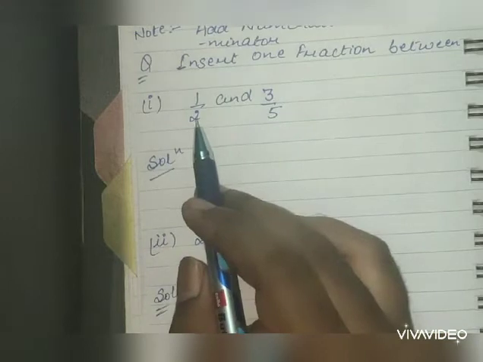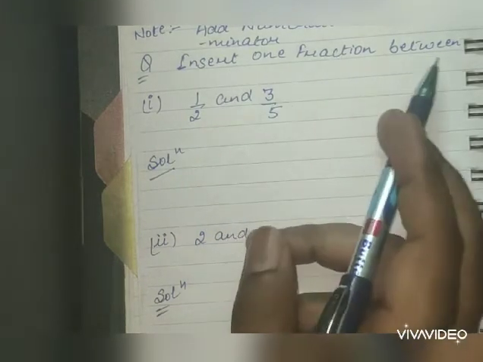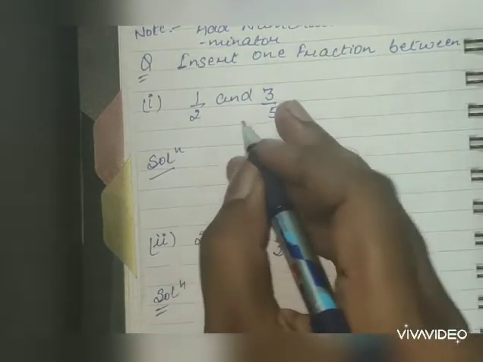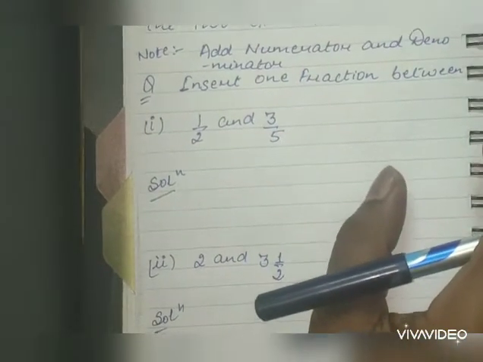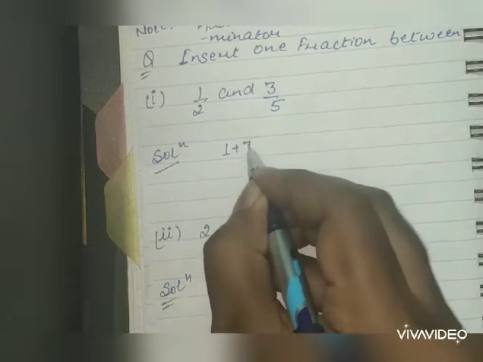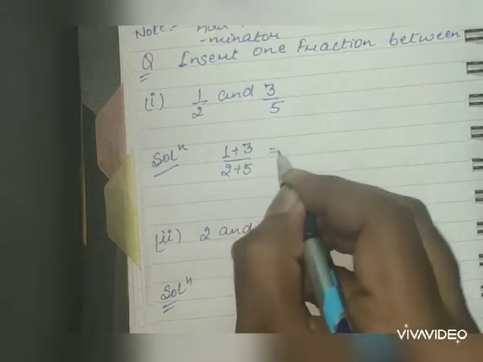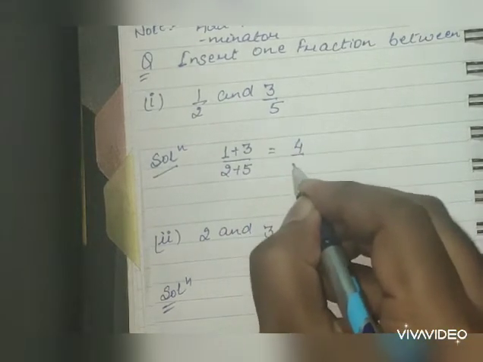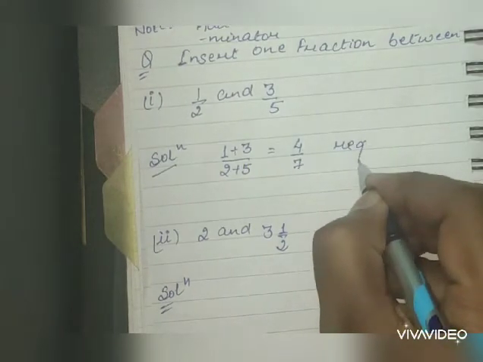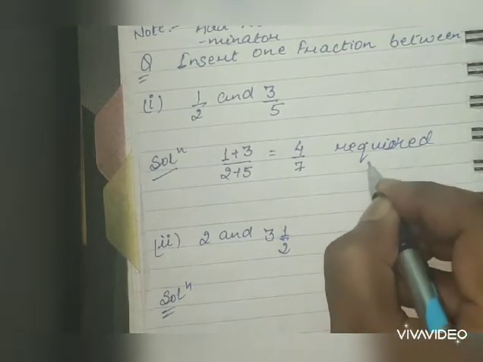See, 1/2 and 3/5 are given to you, and here you have to insert one fraction between these two. So how to do it? As you have seen in the note, add numerators and denominators. So we will add the numerators, that is 1 plus 3, and the denominators, that is 2 plus 5. So your answer is 4/7. So this is the required fraction.